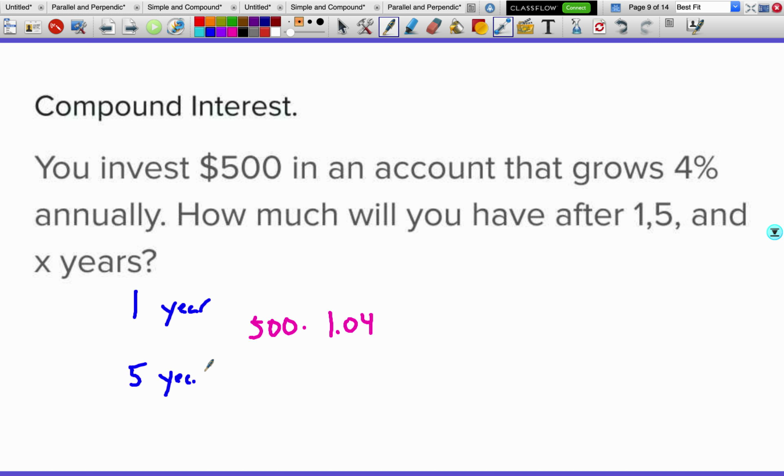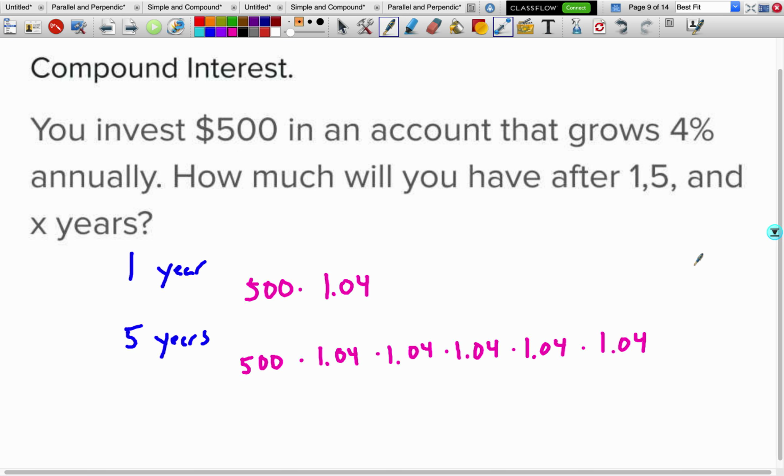After 5 years, we're going to take our $500 and we're going to multiply it by 1.04 for the first year, times 1.04 for the second year, third year, 4th year, and 5th year. I'm not actually even going to calculate out what this is, just that's how we would get it. But here, I've got some repeated multiplication. Whenever I see repeated multiplication, I want to think of a way to abbreviate that. A way to abbreviate this would be to do 1.04 to the 5th. And now you might see the pattern.